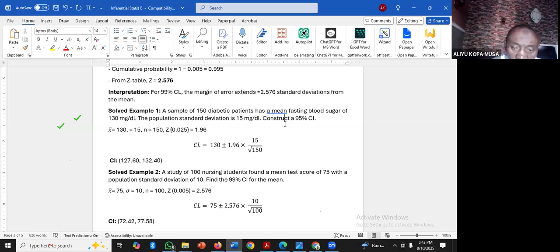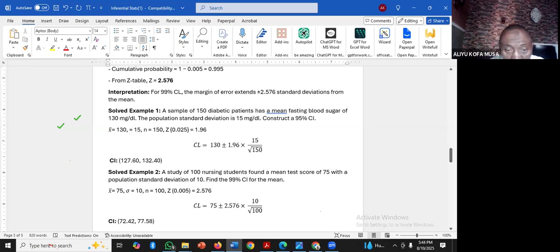What is my mean? 130. What is my sigma? 15. What is n? 150. What is my alpha over 2? The z value at alpha over 2 is, because somebody will not tell me. For 95%, the alpha over 2 is 0.025. And we know it's constant, the z value.